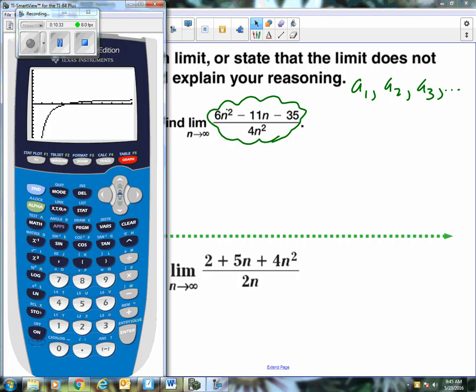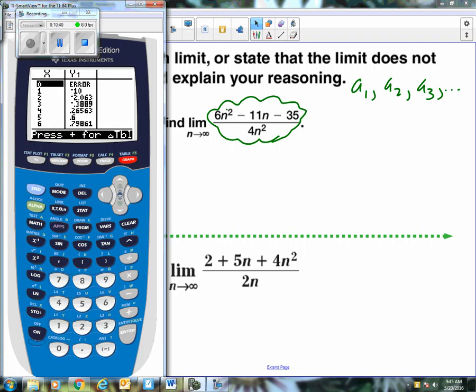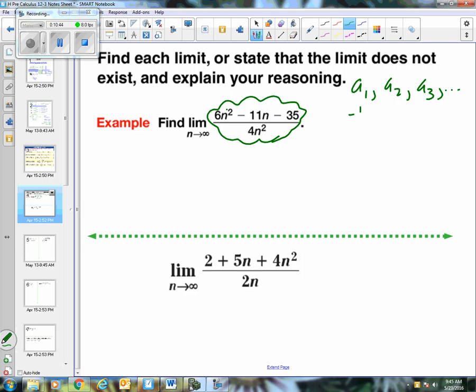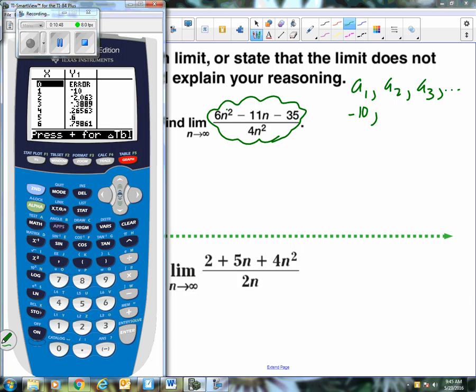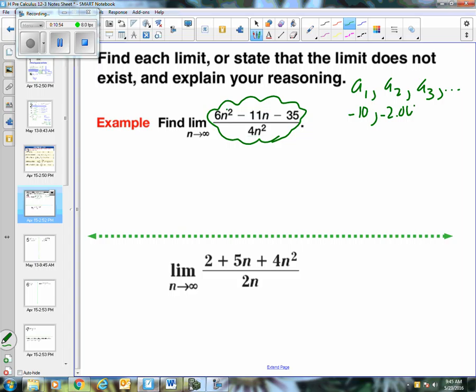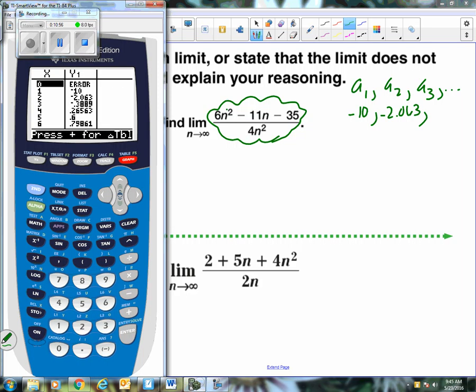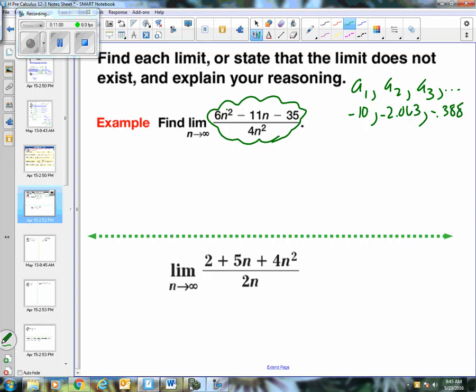So if you go into your table set, I'm going to start at 0 so I can grab some of those first terms. I'm going to see that a1, if I plug in a 1, looks like my output was negative 10. So my first term in this sequence is negative 10. And then if I go to my second term, so look at a2, so we're looking at these integer values, negative 2.063. And then the third term in my sequence looks like it's negative 0.3889, and so on. You can actually generate the terms in the sequence. Now, they're not beautiful to look at, but we can certainly do it.